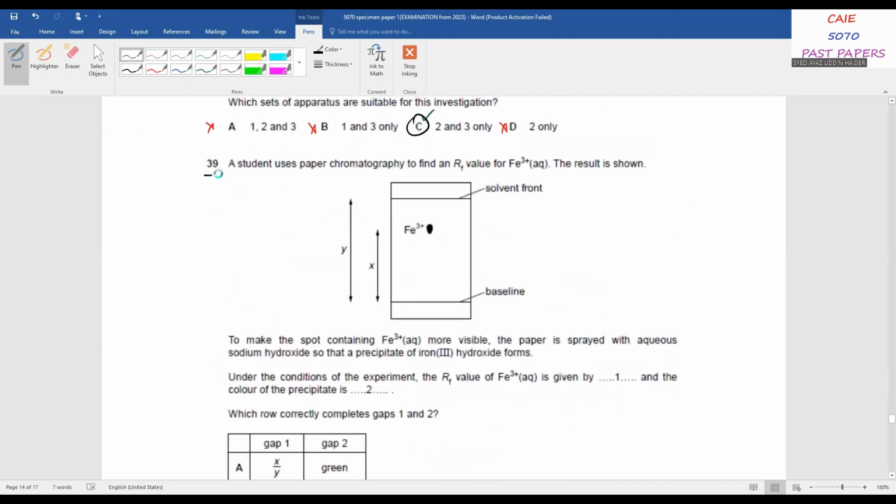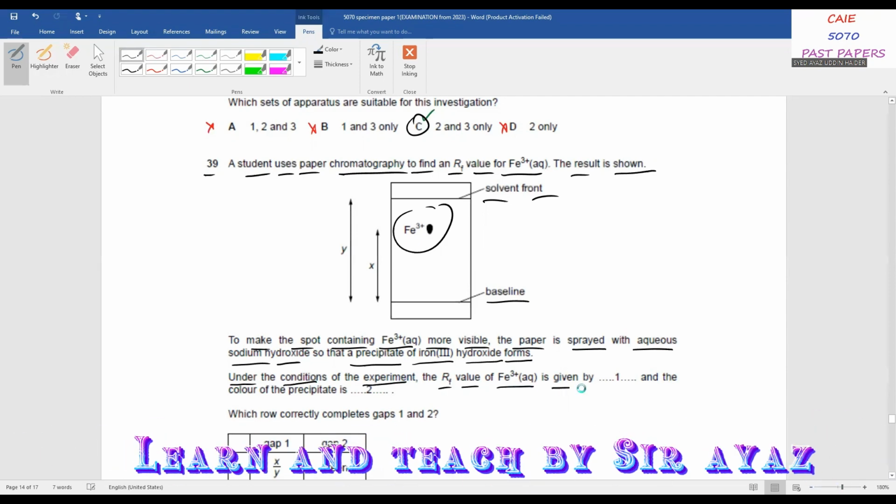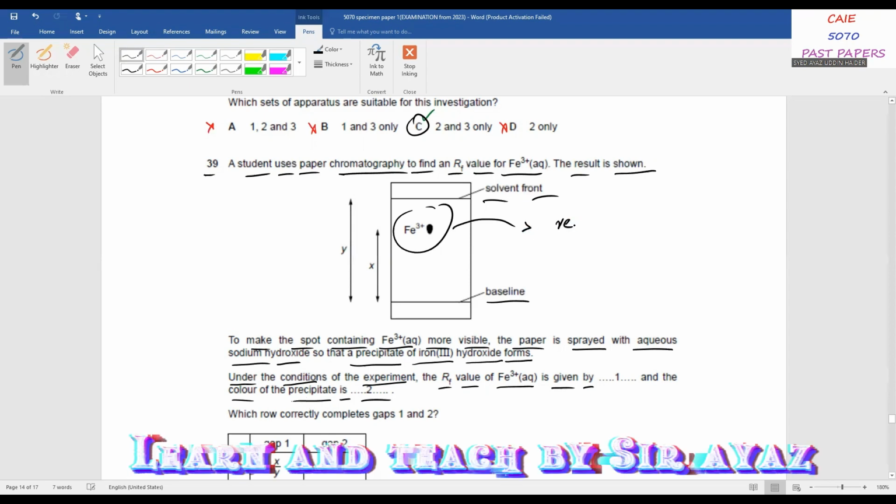39. A student uses paper chromatography to find an RF value for Fe3+ aqueous. The result is shown. Solvent front, baseline is given, and Fe3+. To make the spot containing Fe3+ aqueous more visible, the paper is sprayed with aqueous sodium hydroxide so that a precipitate of iron(III) hydroxide forms. Under the conditions of the experiment, the RF value of Fe3+ aqueous is given by dash and the color of the precipitate is dash. Remember, Fe3+ hydroxide is reddish brown or brown in color.